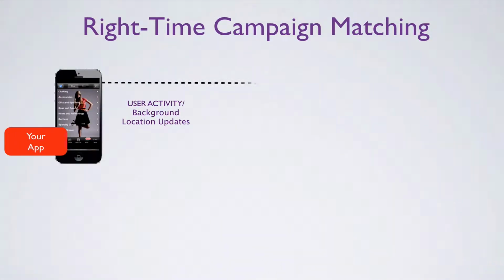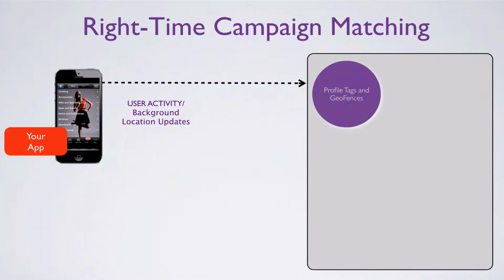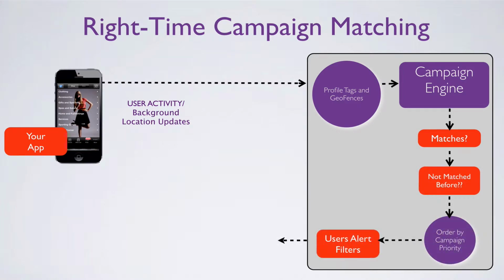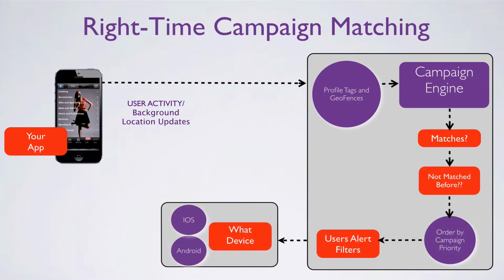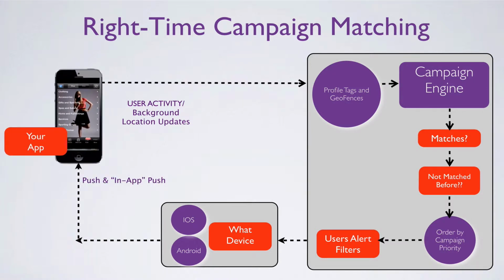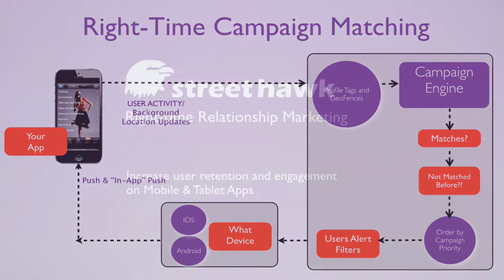Just to recap, once StreetHawk is plugged into your application, it sends updates to the server. These can be location updates or activity updates. The campaign engine runs. If there's a match for campaigns that you're running, then potentially what can happen is things can happen either on the server, or push notification or in-app notification can be actually sent back to your users.